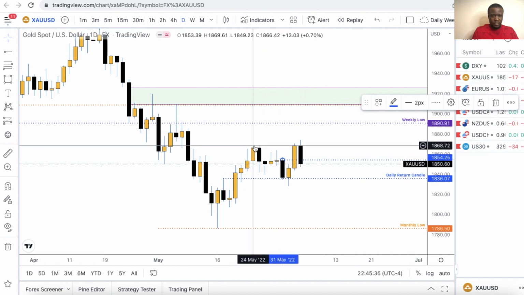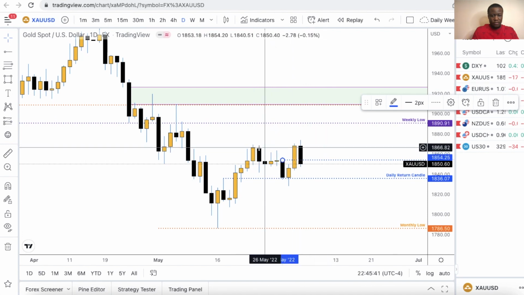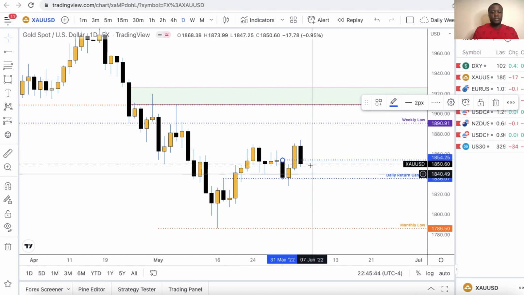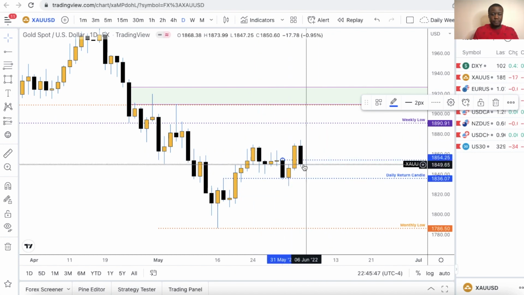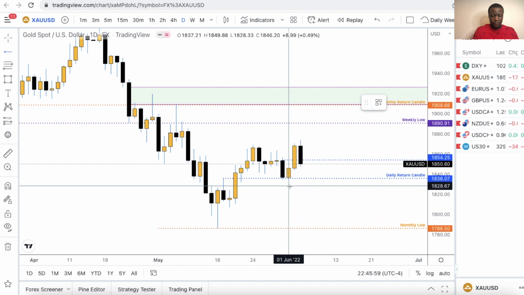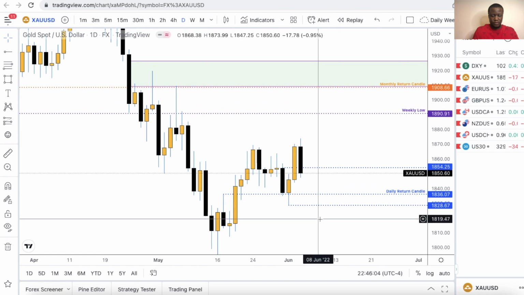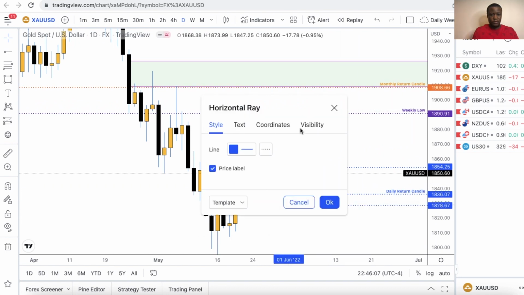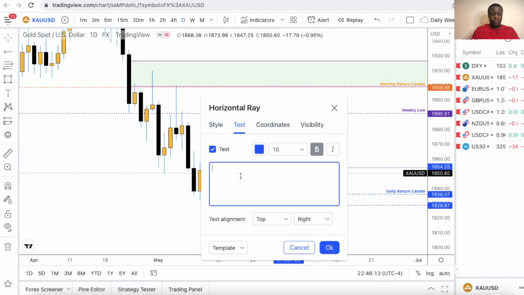This high was somewhat broken. So potentially we could see the market either come down a little bit more, maybe run these lows, these daily lows. I'm going to show you guys something real quick. So, daily lows.